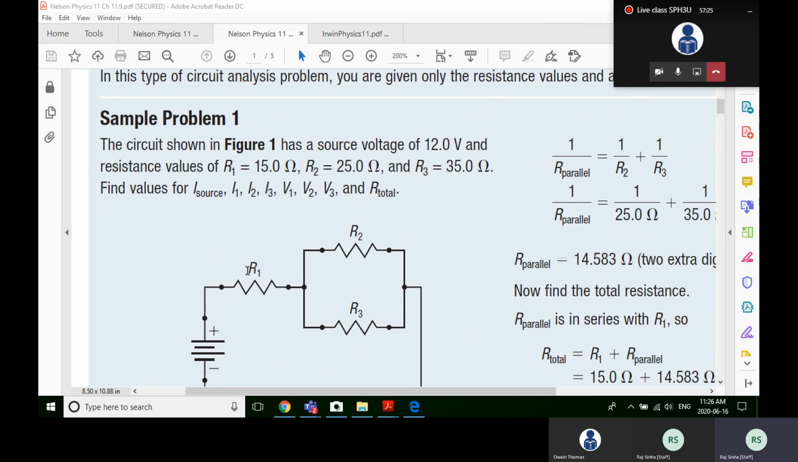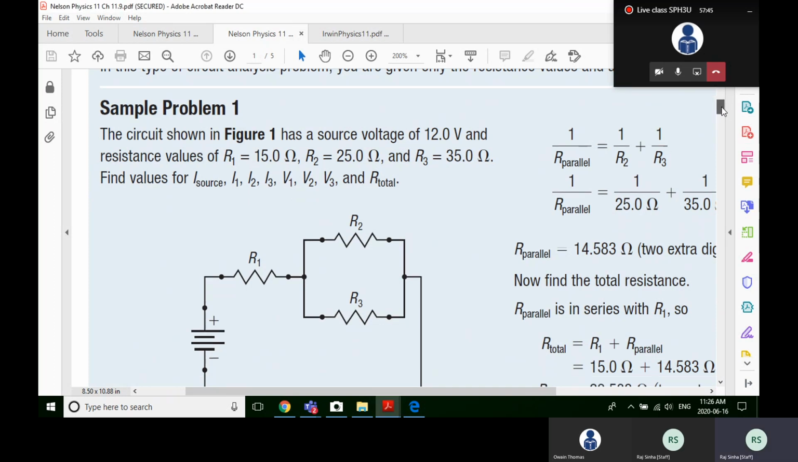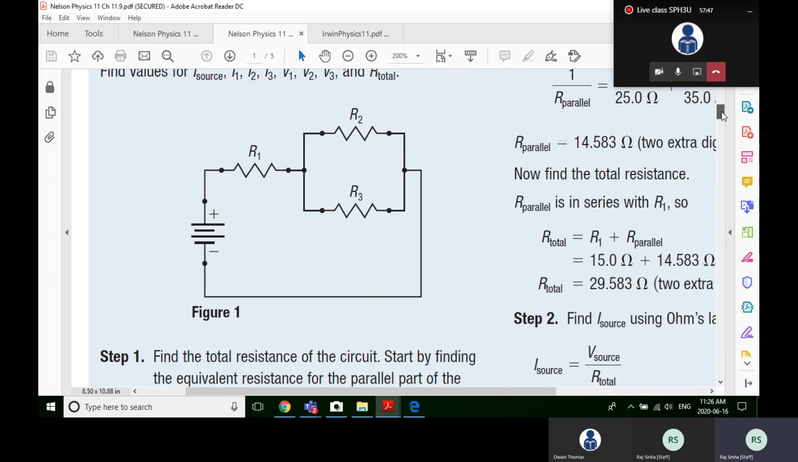Okay, so I'm given R1 up here, which is 15 ohms, R2 is 25 ohms, R3 is 35 ohms, and it's asking what is the current at the source, I0, what is I1, I2, and I3, what is RT, and what is V1, V2, V3. So there's our circuit, so you can see the 3 resistors.